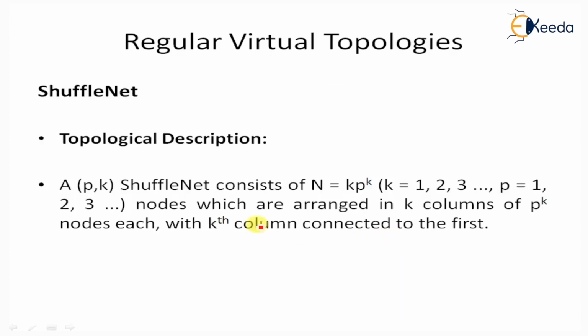So start with the shufflenet. First, some basic description. A (p,k) shufflenet consists of N equal to k times p raised to k nodes, arranged in k columns of p raised to k nodes each, and the kth column is connected to the first. This connectivity between the successive columns is known as a p-shuffle.